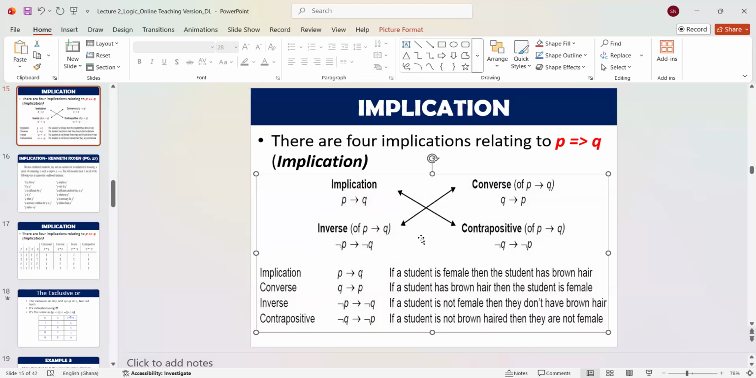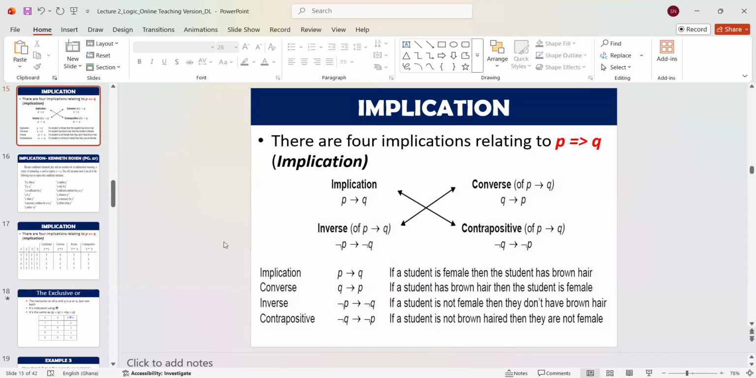Now, how do we read that? If a student does not have brown hair, then that student is not female. So what this line means, this line that seems to be joining implication to contrapositive, is logically equivalent. My point is that if you draw the truth table for P implying Q and draw the truth table for not Q implying not P, the truth values will be the same.